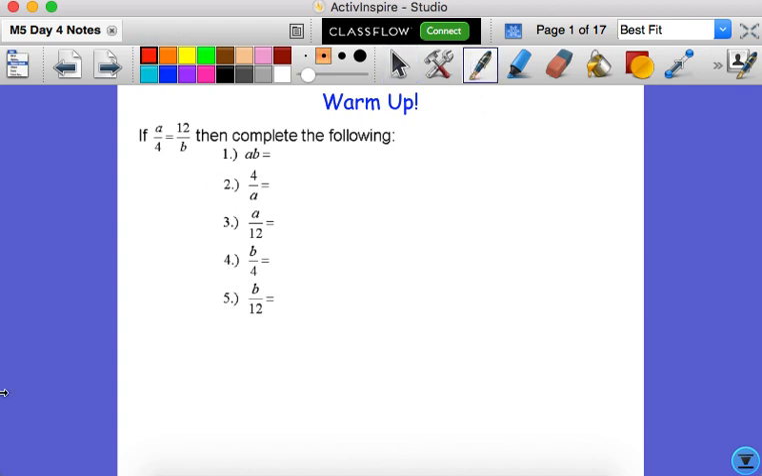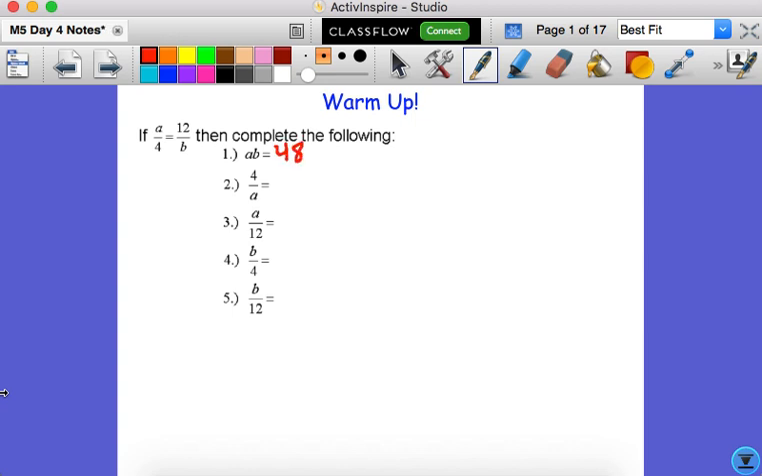So today we're going to look at proportions within triangles, but before we do, let's take a glance at our warm-up for today. It says complete the following based on the fact that a over 4 equals 12 over b. So with that, a times b would equal that 4 times 12, which is going to be 48.